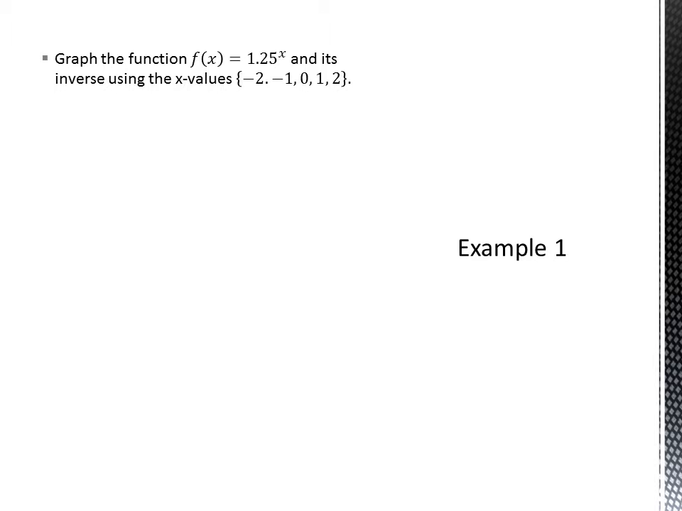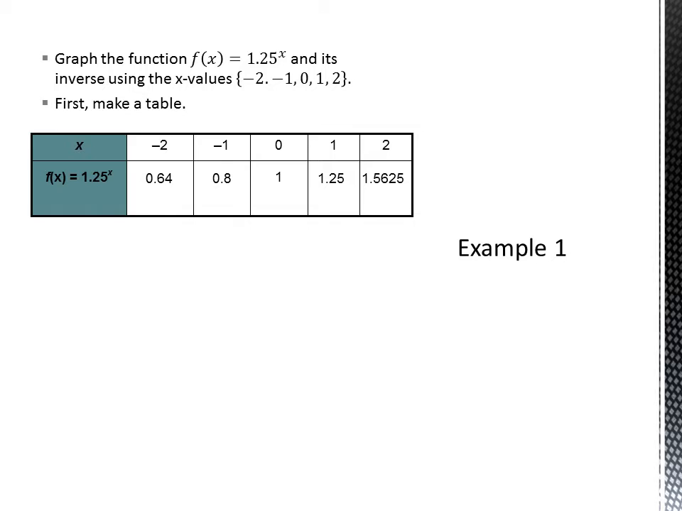To graph the function f of x equals 1.25 to the x and its inverse using the values -2, -1, 0, 1, and 2, we're going to make a table. So we put the x values at the top, the -2, -1, 0, 1, and 2. Using a calculator, we can plug these in. 1.25 to the -2 is 0.64, 1.25 to the -1 is 0.8, 1.25 to the 0 is 1, because anything to the 0 power is 1, 1.25 to the first is 1.25, and 1.25 squared is 1.5625.